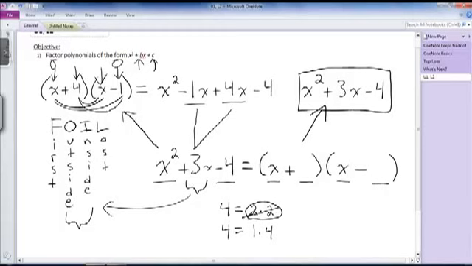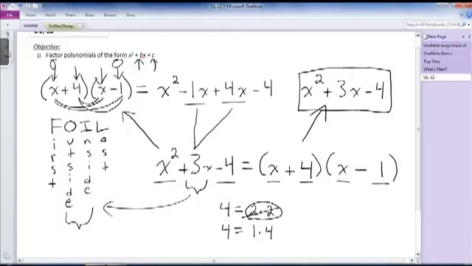So now all we've got to figure out is which one of them has to be positive. Well, since the middle term is a positive 3, I know I need the bigger number to be positive. So I want a positive 4 and a negative 1. Right? Now you can check it. You multiply it back out. We already did multiply it back out. It was our first example.